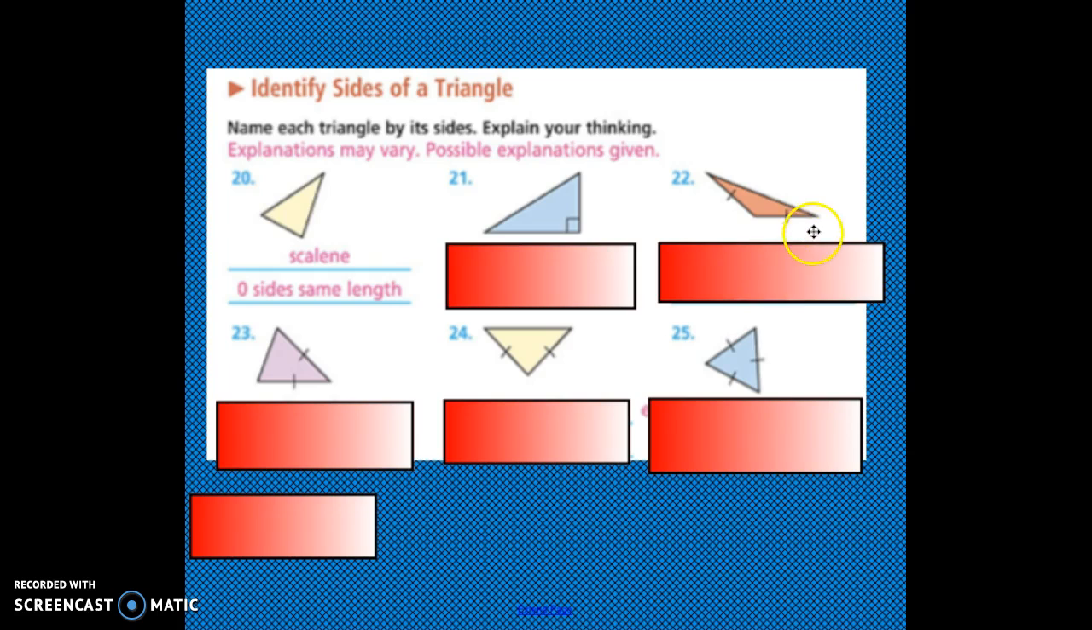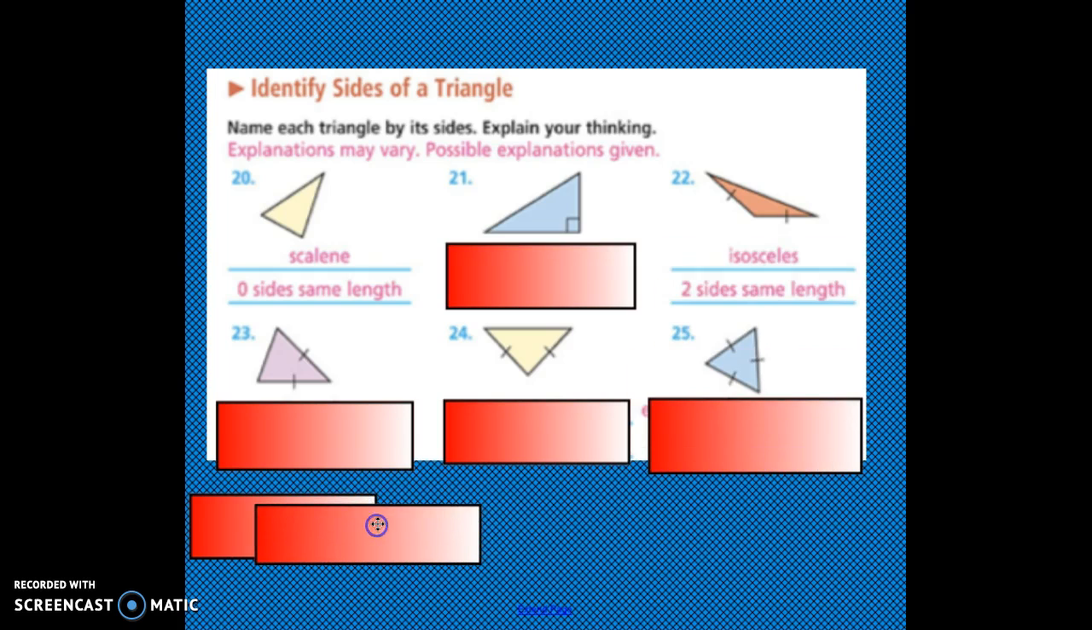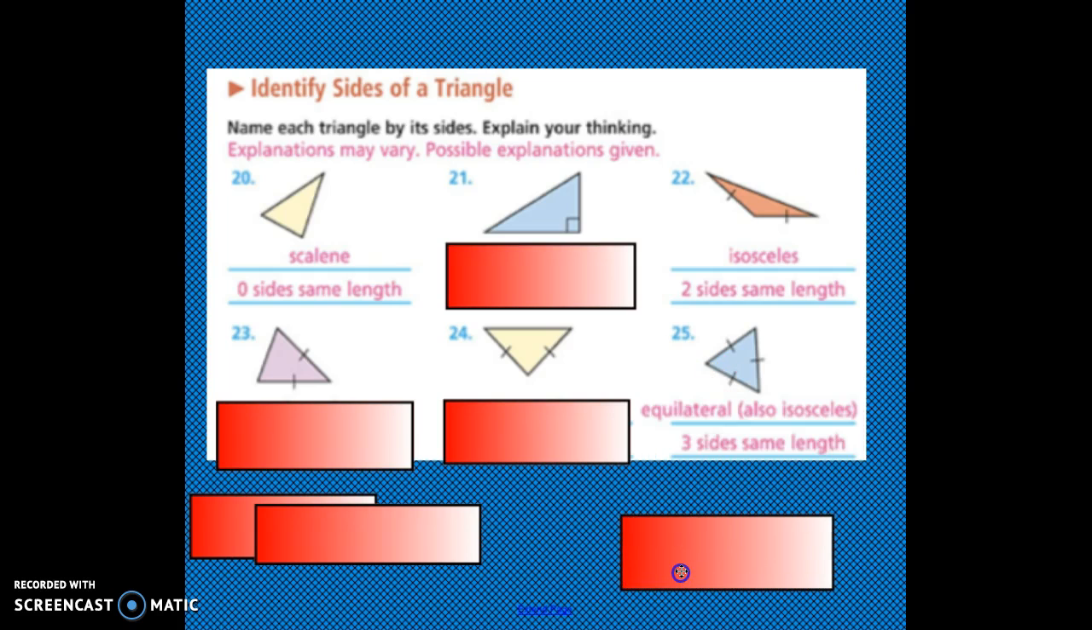How about this one? We have two of those marks that are saying they're congruent, they're the same. If only two are congruent, what do we call it? If you said an isosceles triangle, you're correct again. Lastly, how about if all three sides are congruent? They're all equal. What do we call that triangle? An equilateral triangle. Again, because all three sides are the same.